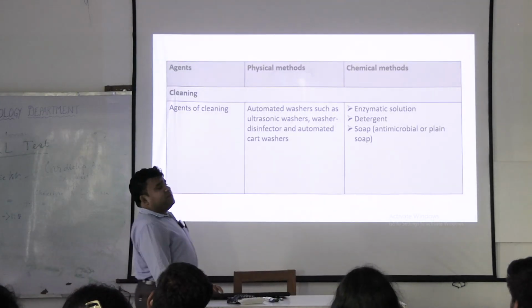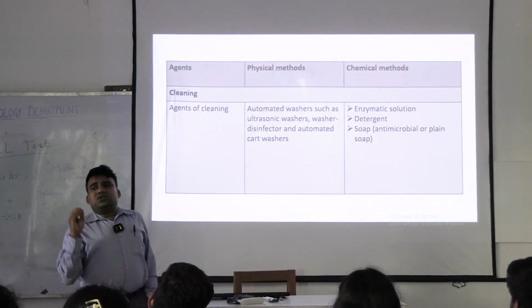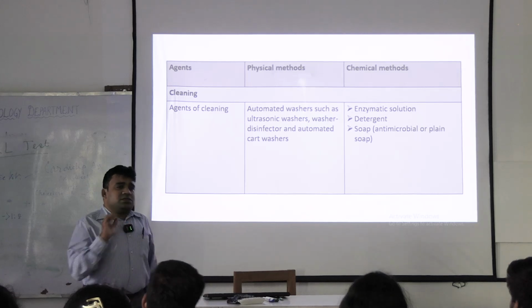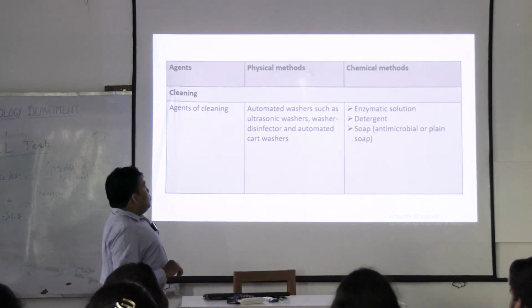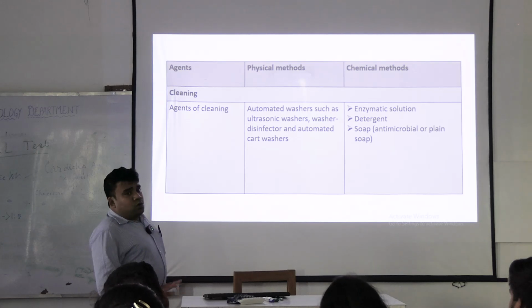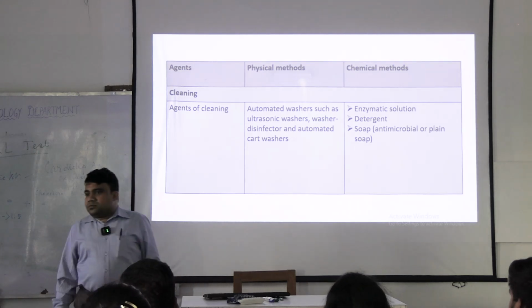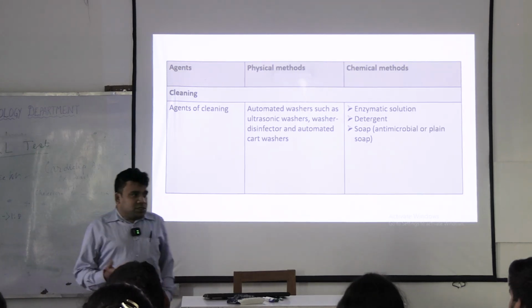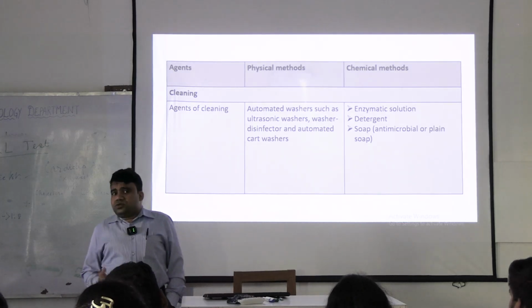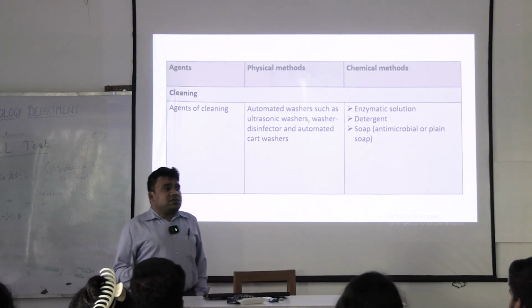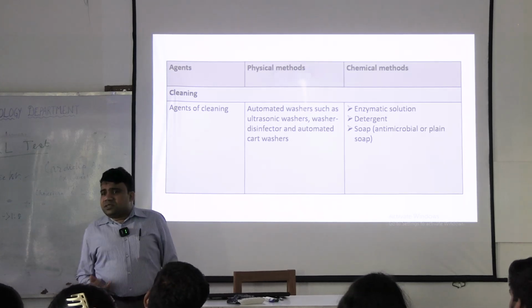If you can remember, it's very good. If you can't remember, fine. Please do remember the mathematical interpretation in the case of sterilization and disinfection. That is very important. So, what do we use as agents of cleaning? We need to wash, whether clothes or surfaces. What are the commonly used materials? Detergents, soaps, and enzymatic solutions.